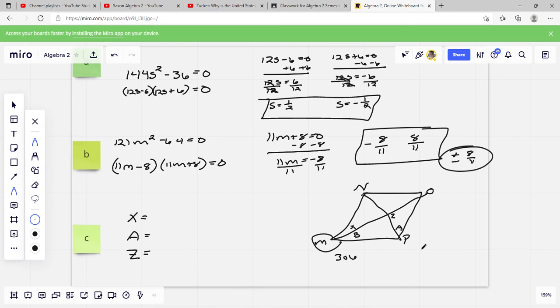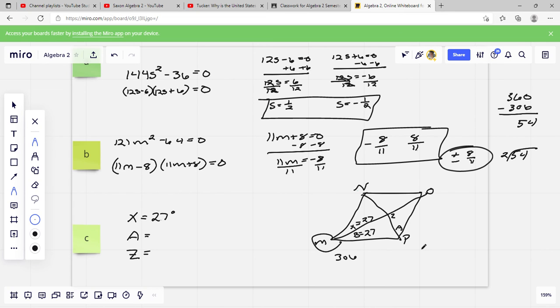All right, so if my reflex angle is 306, I'm going to say 360 minus 306, because it's 360 for a complete circle. So that would be 54. And then I'm going to divide 54 by 2, which would be half of 50 is 25, half of 4 is 2, 27. So that means that both of these would be 27. Okay, so x is 27.